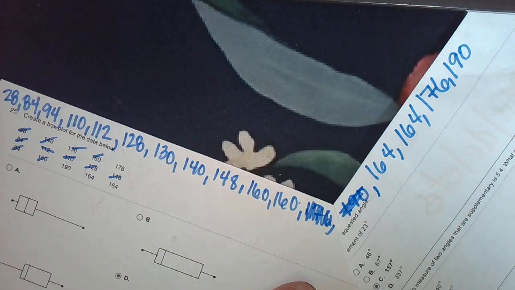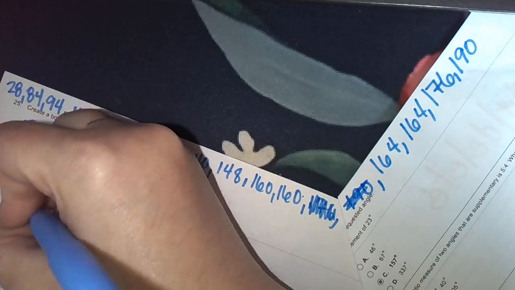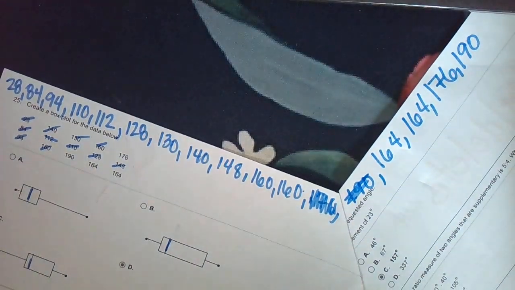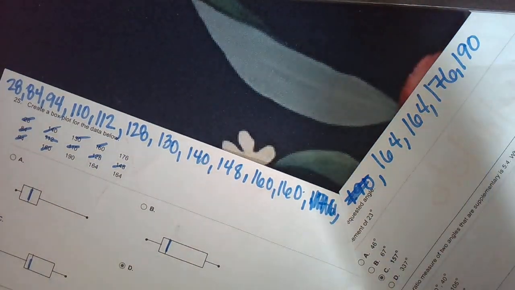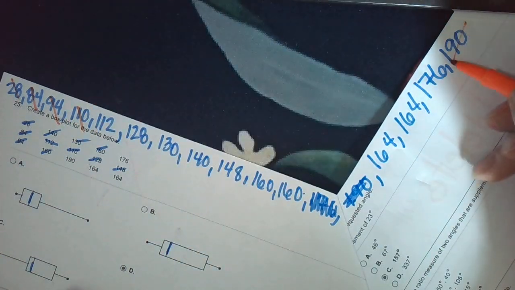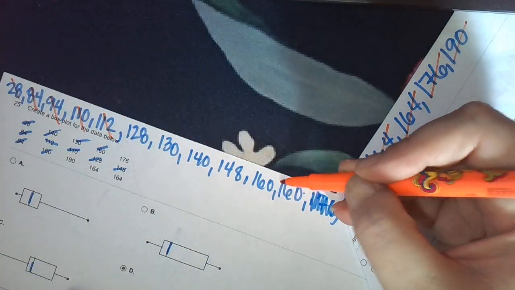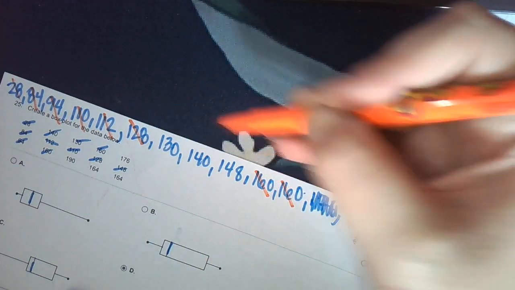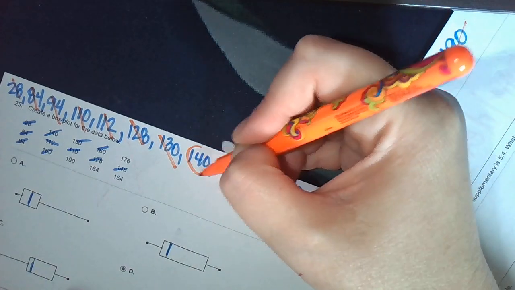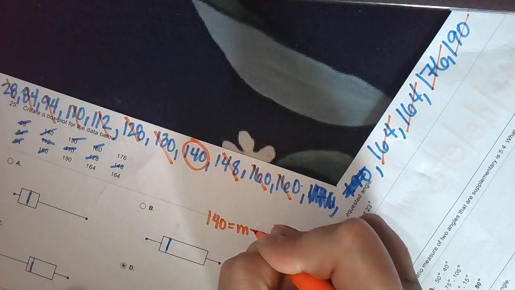Okay. The first thing that we're going to do is figure out where this up and down part of the box is. That comes from the median of all these numbers. So let's start scratching them out. Okay, one at the front, one at the back, one at the front, one at the back. Okay, so 140 is the median.